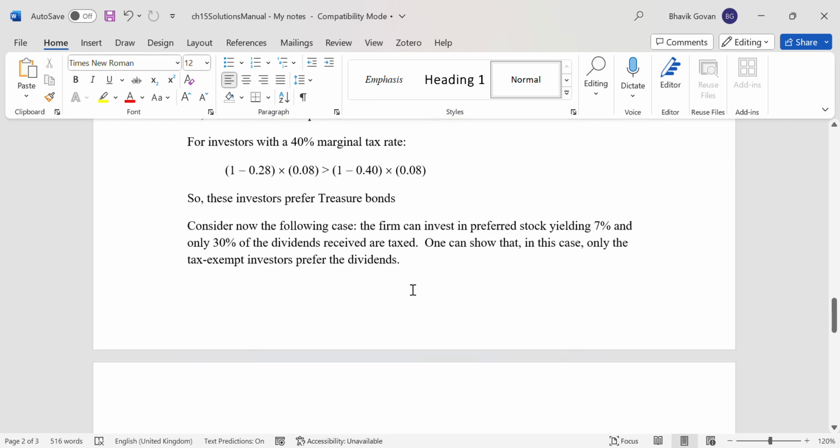Okay, now consider the following case. The firm can invest in preferred stock yielding 7%, and only 30% of the dividends received are taxed. One can show that in this case, only the tax exempt investors prefer dividends. So this part here is very important. The firm can invest in preferred stock yielding 7%. Of that 7%, only 30% of the dividends received are taxed.